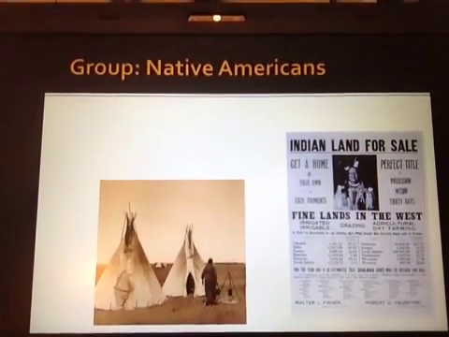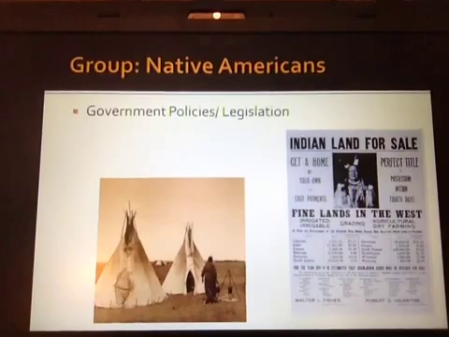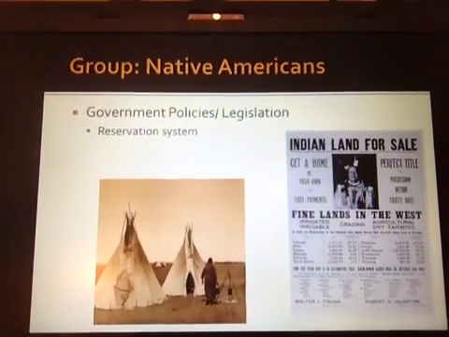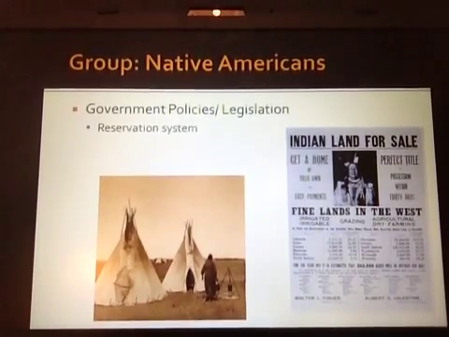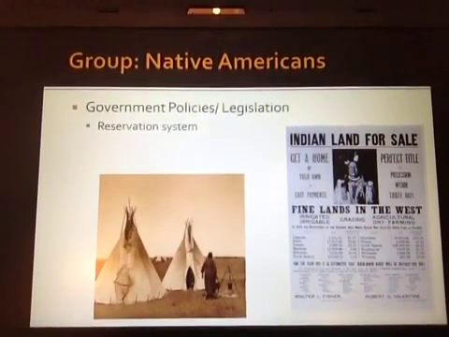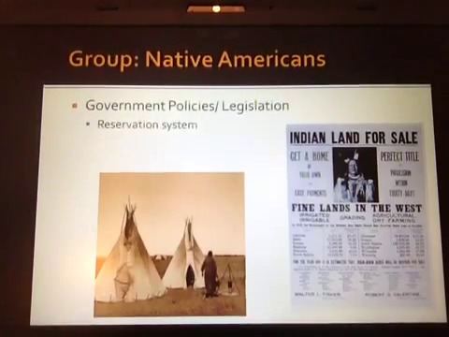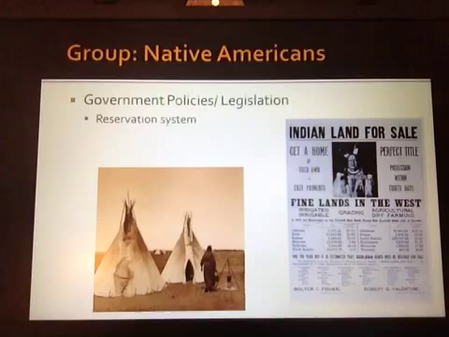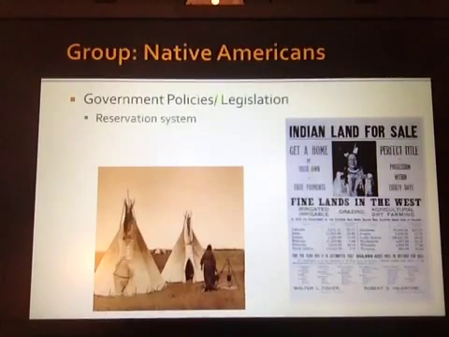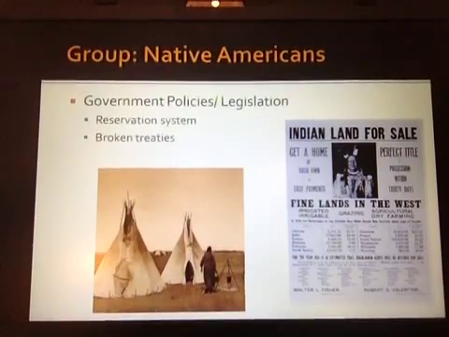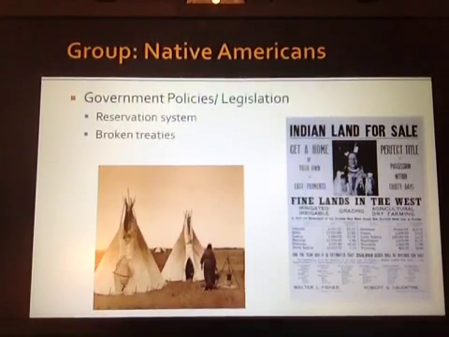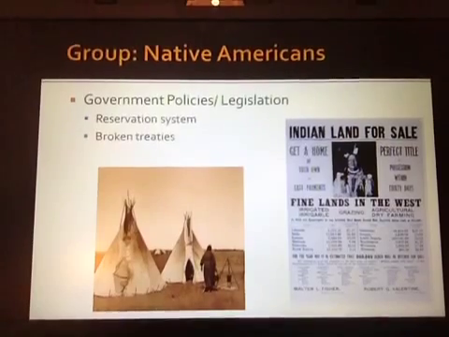So, the group is Native Americans, and the government policies or legislation that affected them included a law passed. First of all, it was a reservation system where, remember, Andrew Jackson had moved the natives west, and the idea was we were going to give them all the land west of the Mississippi River. But now we've decided that we want a lot of that land, and so we're going to try and put them on ever smaller pieces of land called reservations. And this leads us to break a lot of treaties, like the Treaty of Fort Laramie, where we had promised them all of this land.